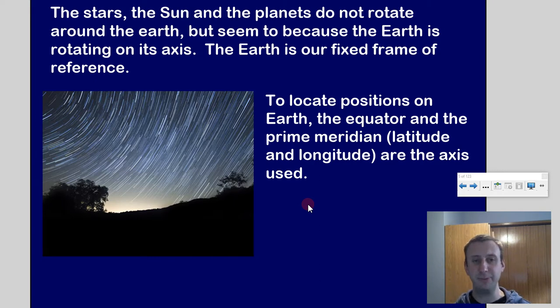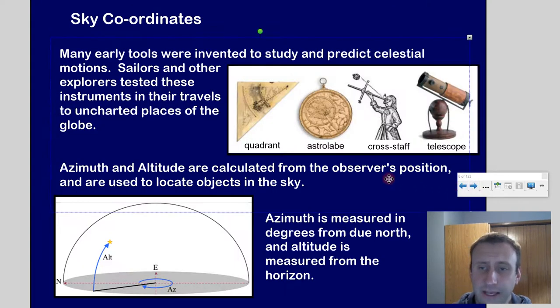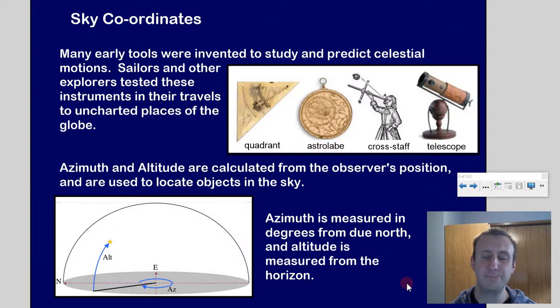It's a time-lapse photograph which shows the movement of stars as Earth is rotating around its axis, which is really neat. So to locate positions on Earth, the equator and the prime meridian, latitude and longitude, are the axes used. So let's get a little bit into how we can actually measure the position of celestial bodies to communicate it to other people. There were many early tools that were invented to study and predict celestial motions.